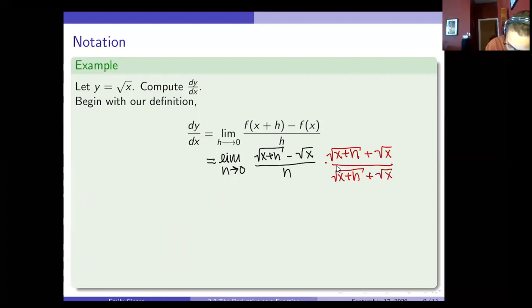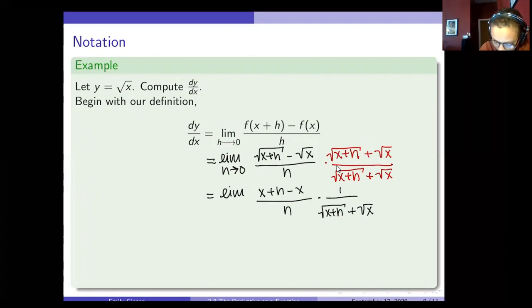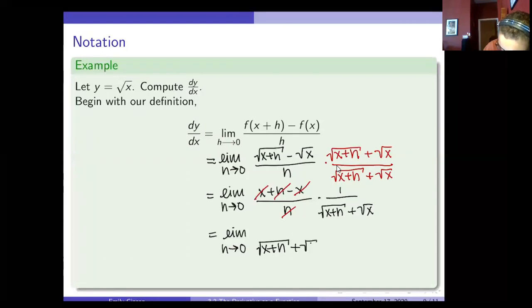Well, when we do that, our numerator becomes x plus h minus x over h times square root of x plus h plus square root of x. Now it's easy to see that our x's are going to cancel, and then we've got h divided by h, that's going to turn into 1, that's going to cancel. So we're really interested in the limit as h approaches 0. I'll try not to be sloppy in my work. Of 1 over square root of x plus h plus square root of x, all in our denominator.